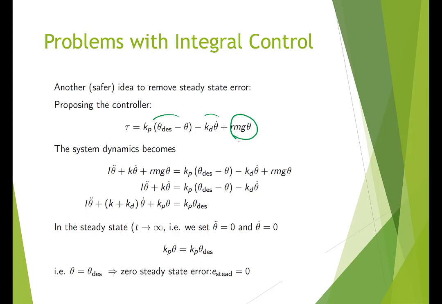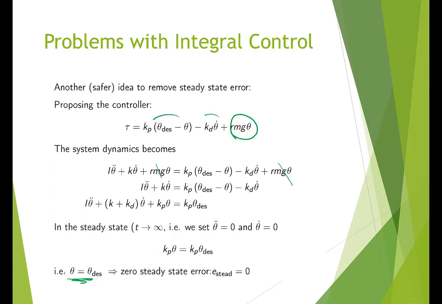What happens? If you put this back into the equation, you would see that these two terms will cancel out, and then the steady state error would go to zero. So the theta that we want in the end would be exactly equal to the desired theta. This way we don't have to have the integral term and deal with some of its complexities. We don't need to increase Kp a lot, and we can get the desired angle as we want. What would be the challenge in this method?